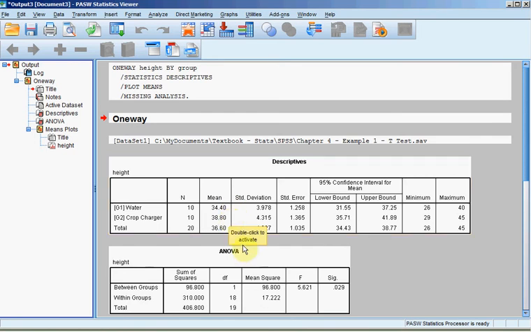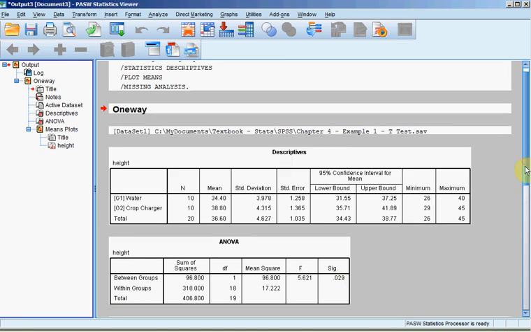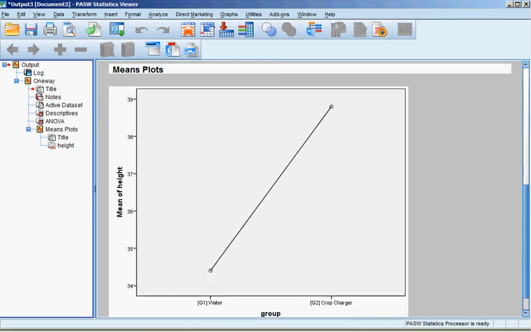For the answer to that, we come to the ANOVA table and we observe the Sig value, significance, otherwise known as the p-value. And we see that the Sig figure comes in at 0.029, which is less than the traditional alpha level of 0.05. So we would say that the difference between water at 34.4 and crop charger at 38.8 is a statistically significant difference. We can also see this represented in the means plot.